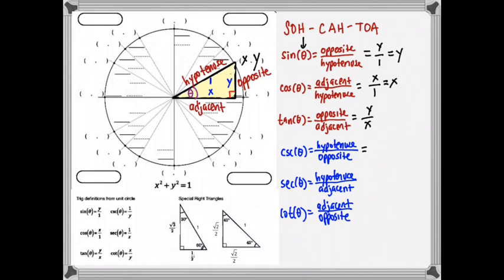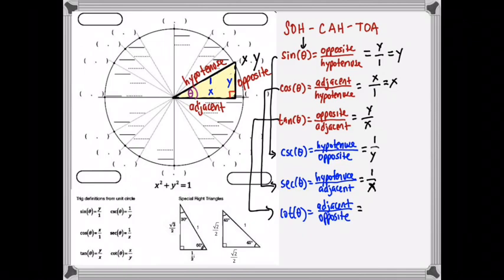So we got hypotenuse over opposite, which is going to be the reciprocal of sine, which is going to give us 1 over y. We got cosine, which is going to be the reciprocal is secant, and that's going to be 1 over x. Okay, these look the same here. I just want to make sure that you know that that is y. And then finally, this business of tangent, which is going to be adjacent over opposite, which is going to be x over y.